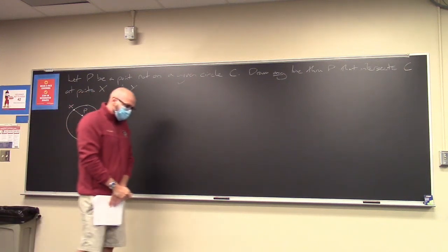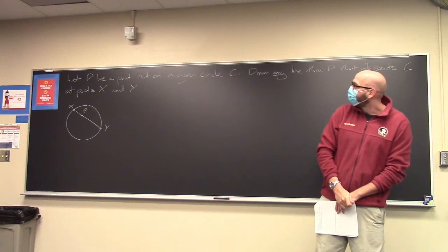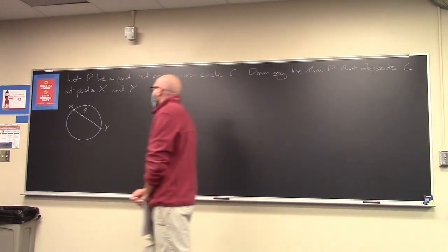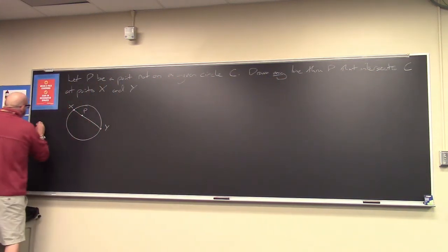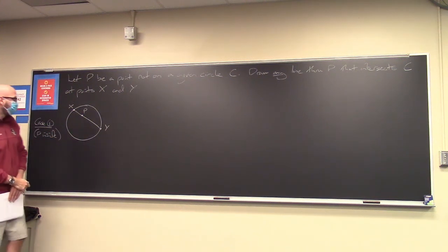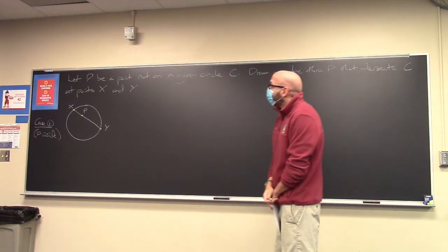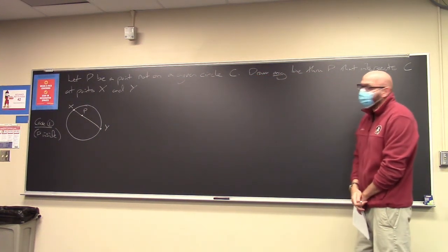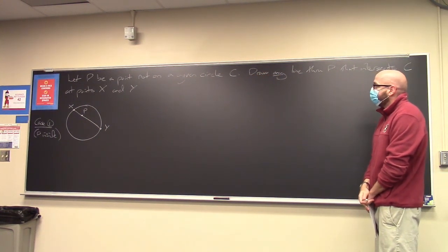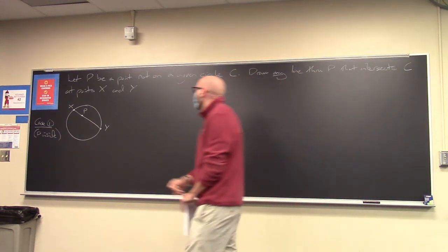Any objections to this picture? Does this match up with what I've said? You could be outside the circle. Yeah, it could also be outside the circle, right? So we'll call this case 1, the case where it's inside the circle. And we'll talk about the other case in just a second. Be careful what's specified and what you can assume based on that. It just says let P be a point not on the circle, so it could be inside or outside.